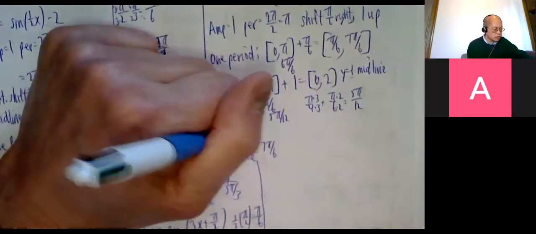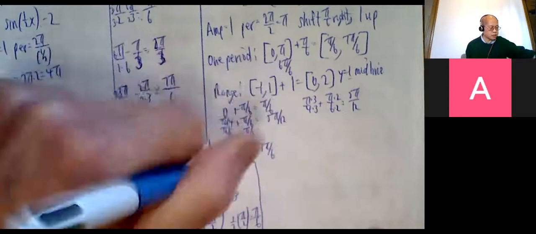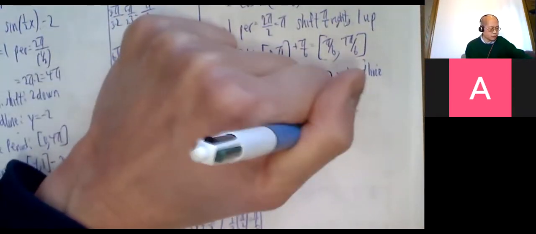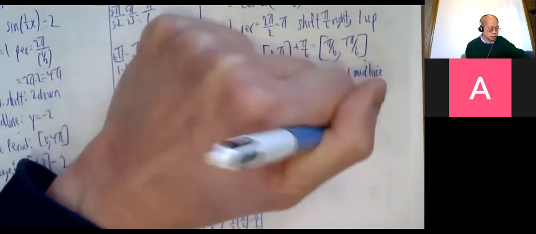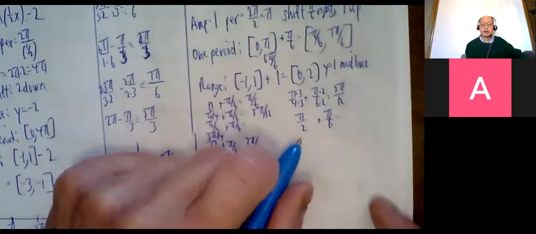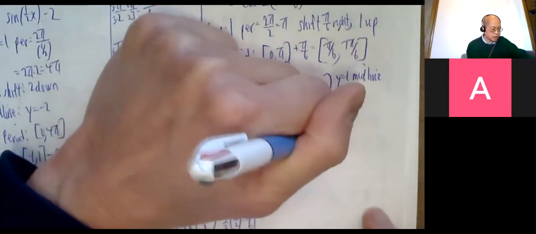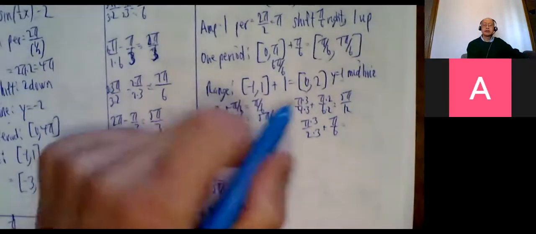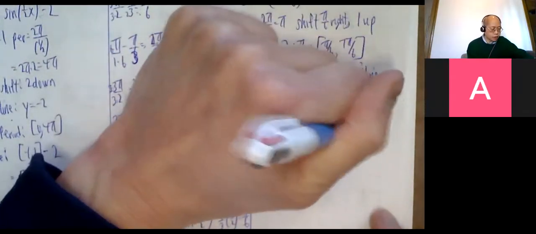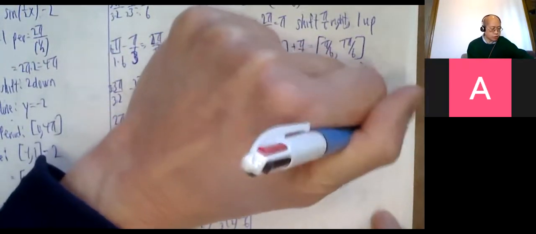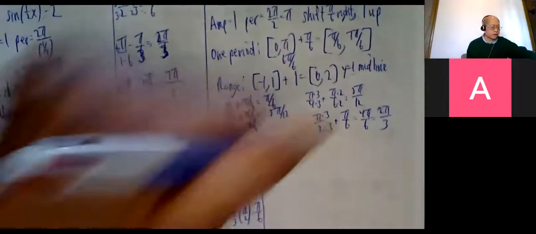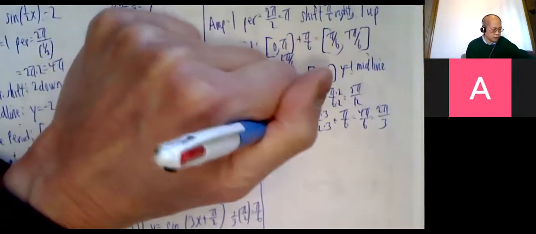Pi over 2 plus pi over 6, scratch paper, pi over 2 plus pi over 6, common denominator 6, times 3, times 3. 3 pi plus pi, 4 pi over 6, which reduces to 2 pi over 3. So halfway through, 2 pi over 3.